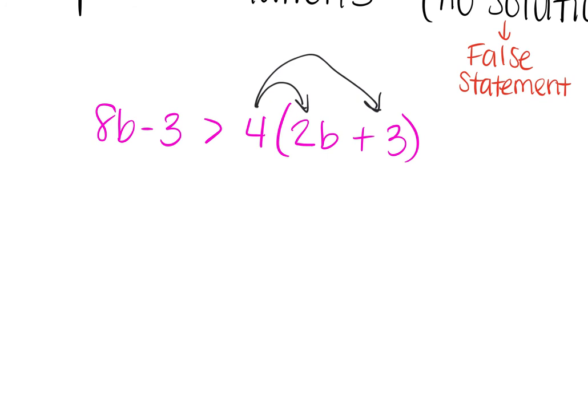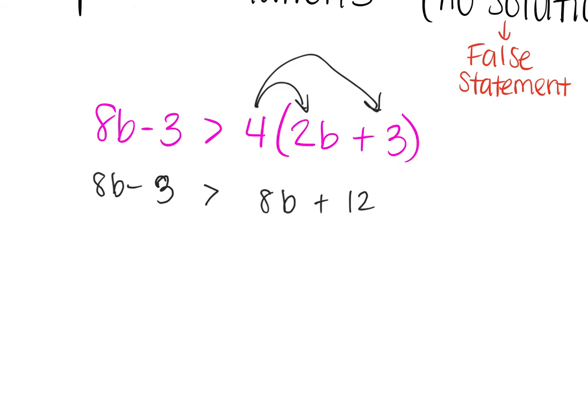So who's good with distribution? Can tell me what I get on the right side. JJ, go for it. So on the other side is going to be 8b minus 3 is greater than 8b plus 3. Oh, no, my bad. Super close. Plus 12. Plus 12. Thank you very much. Why is it plus 12, Brooke? Because you have to multiply the 4 to both.